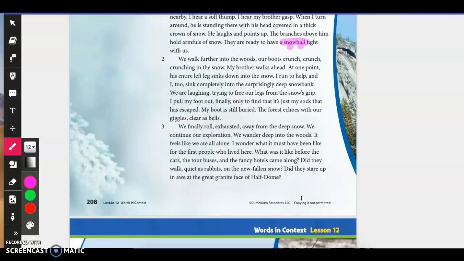But if we look for the word, oh, nope, it's in paragraph 2, snowbank. There we go, there it is, snowbank. We know what snow is, that's one word, and we know what bank is. But if we put together the two words, snowbank, we have a new meaning, which means a pile of snow.